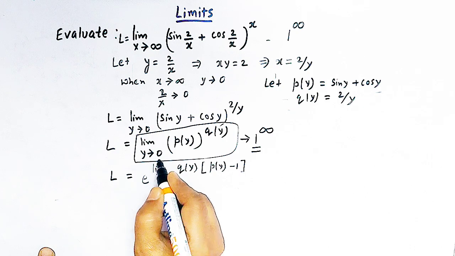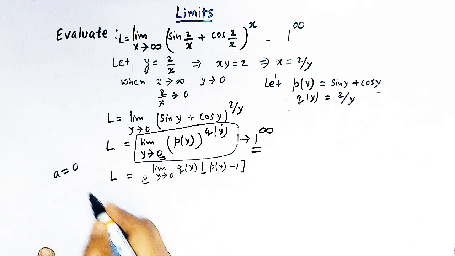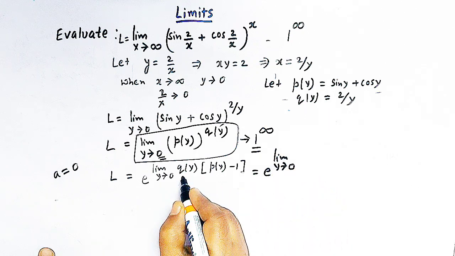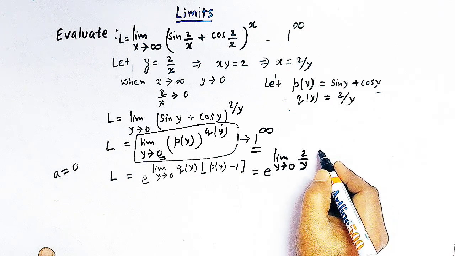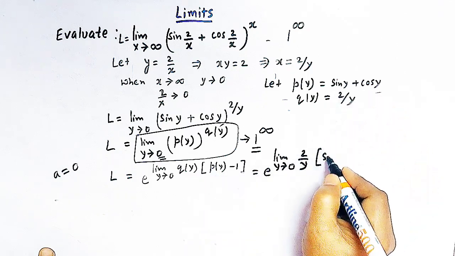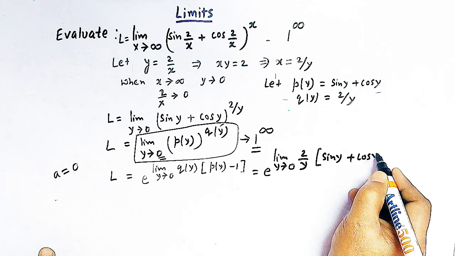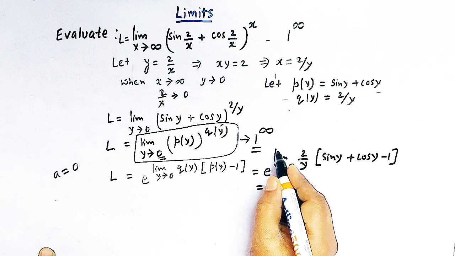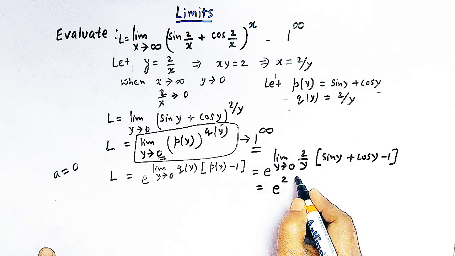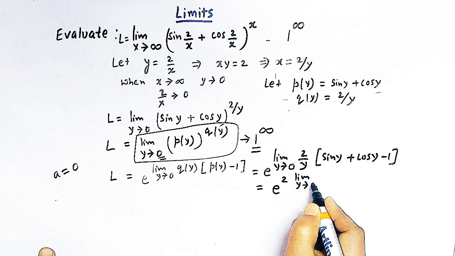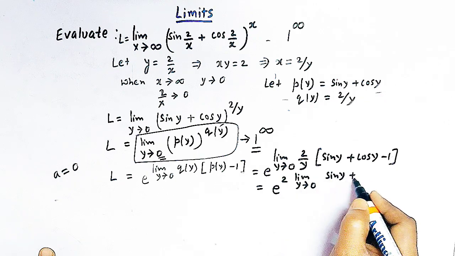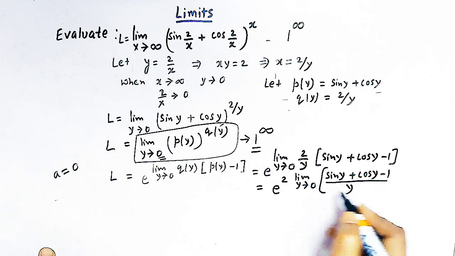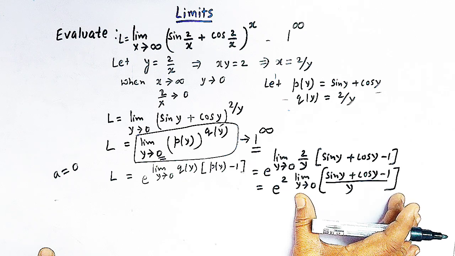So now here the value of a is 0. So we can now write e raised to limit y tends to 0. q of y is 2 over y, and then p of y is sine y plus cos y, and then we have minus 1. So we can now take this 2 in front of this limit notation. So we have 2 times limit y tends to 0, and we have sine y plus cos y minus 1 divided by y. So now we have to find out the value of this limit.